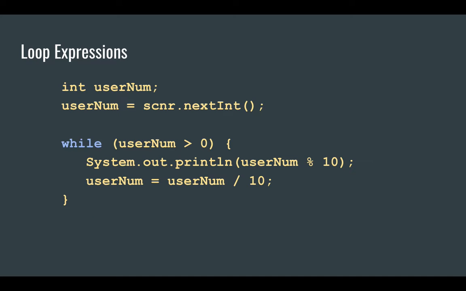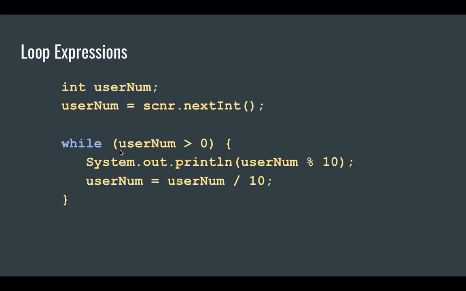Other loop expressions. User number is greater than 0. So here, inside the print line, we're doing a modulus, and we're saying, whatever that modulus is, print it out. And then we're saying user num divided by 10 back to user num. At some point, if that value meets the criteria, then it's going to exit out. Again, these are all examples where we're using the calculation.